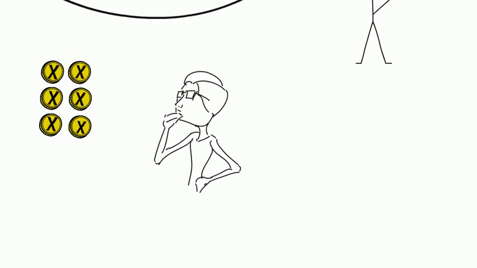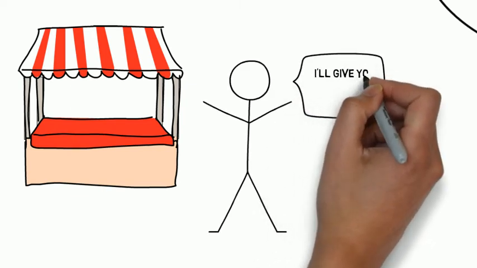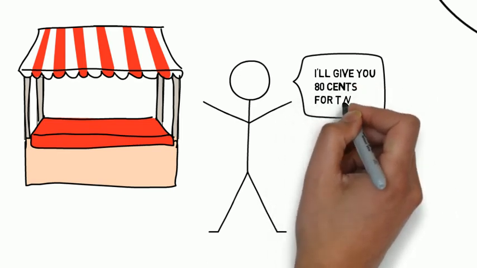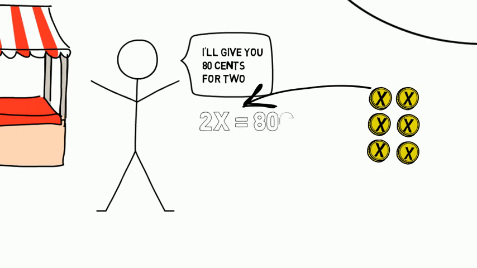One day you find a bag of coins. There are 6 coins in the bag, and you're trying to figure out how much this is worth. You decide to call these new unseen coins X, and you go to the market to try using them. You find some guy and he says he'll give you 80 cents for 2 of the coins. So 2x equals 80c.